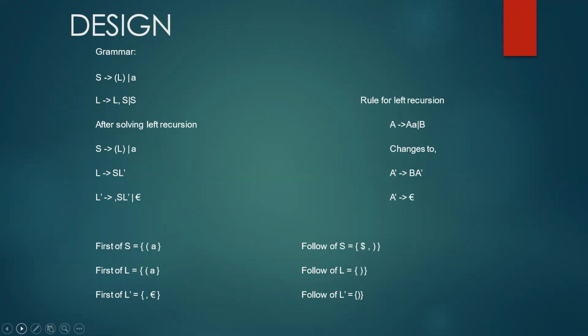So the follow set of S, since it is the starting non-terminal, is given as the dollar symbol. And the follow set of L is nothing but the brackets, and the follow set of L dash is also nothing but the brackets. Next slide.